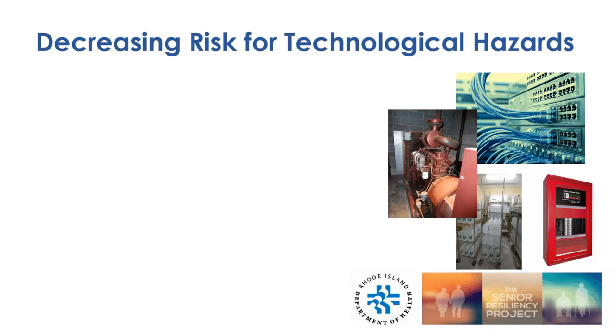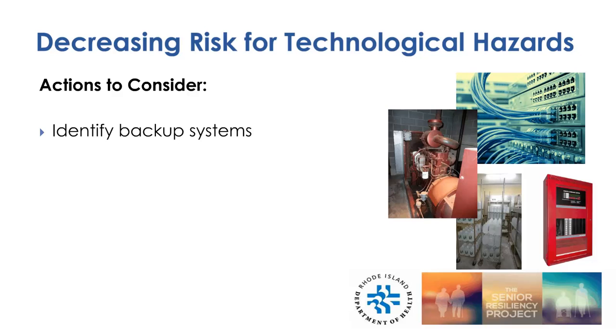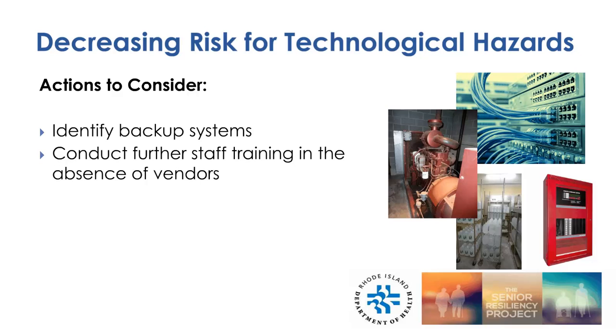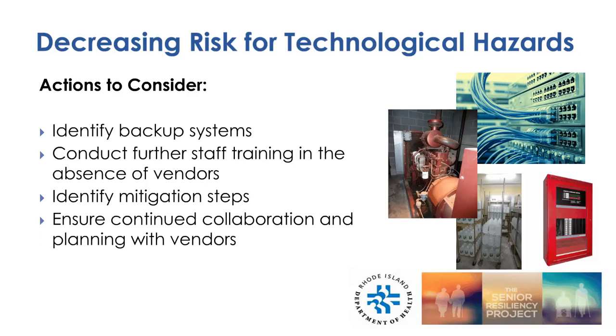When working to decrease risk for technological hazards, actions to consider include identify backup systems in the event of technological failure, conduct further training of staff to recognize, mitigate, or correct problems in the absence of vendors, identify mitigation steps such as regular maintenance and checks of systems, and ensure continued collaboration and planning with vendors to decrease response and downtime.